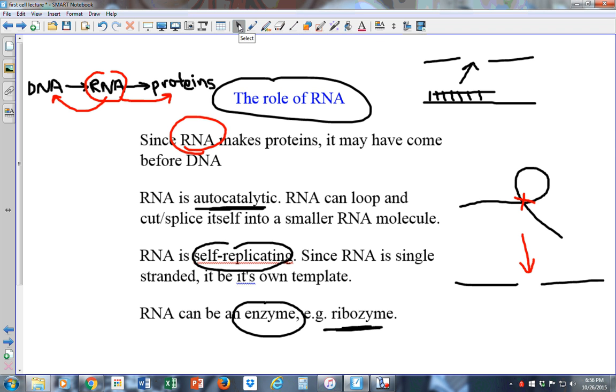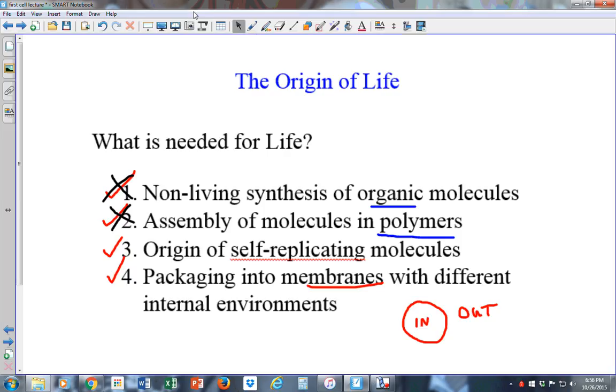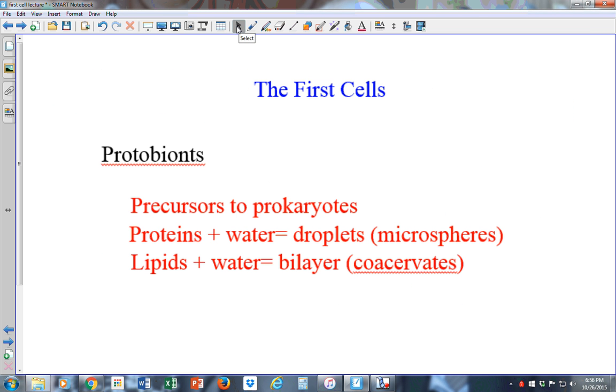Okay, let's go back here. Now we've established three pieces of information. We found a molecule that can make things on its own, and that is RNA. Let's go ahead now and look at the last one. How do we make membranes? Well, the first cells would have to have very, very primitive membranes, and here's how you do it. Remember we talked about phospholipids, how lipids have an ability, if you throw them into water, to kind of come together spontaneously to form a bilayer membrane.